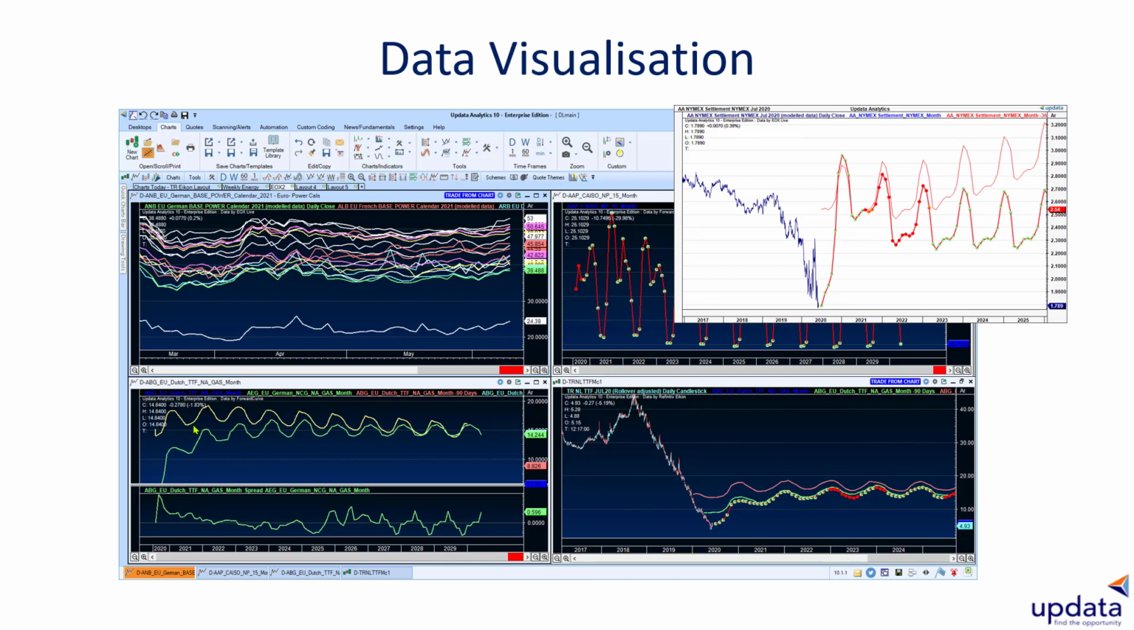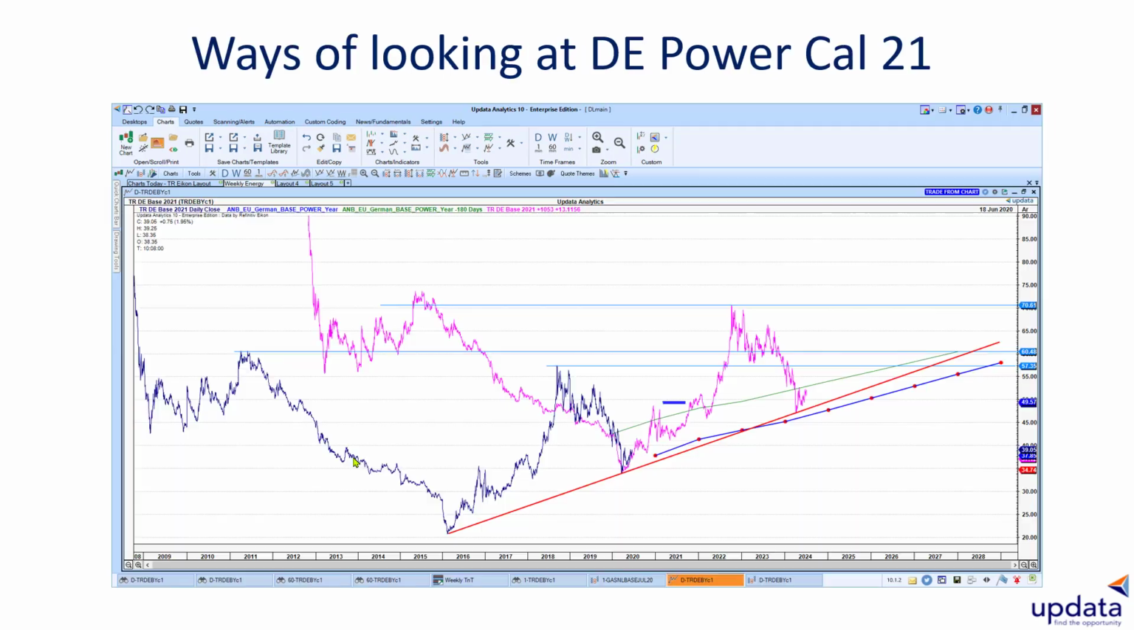Data visualization is a really powerful aspect of Updata, and we're seeing this more and more. Here, for example, we're seeing price with forward curves overlaid on the price, so you can see how the curves have changed relative to price changing historically as well. You can do spreads of curves, which is really, really powerful in terms of what you can do there as well.